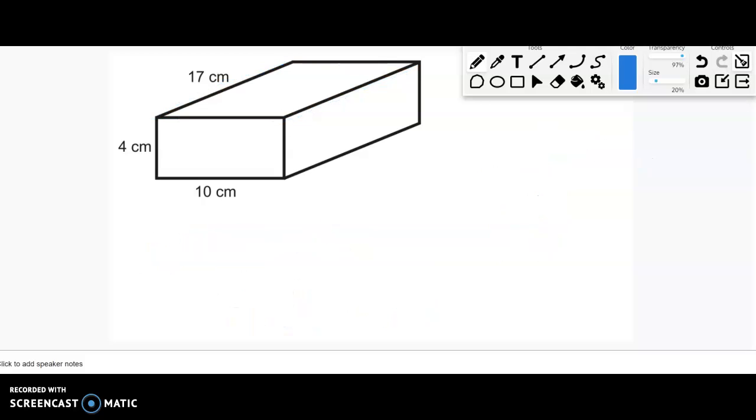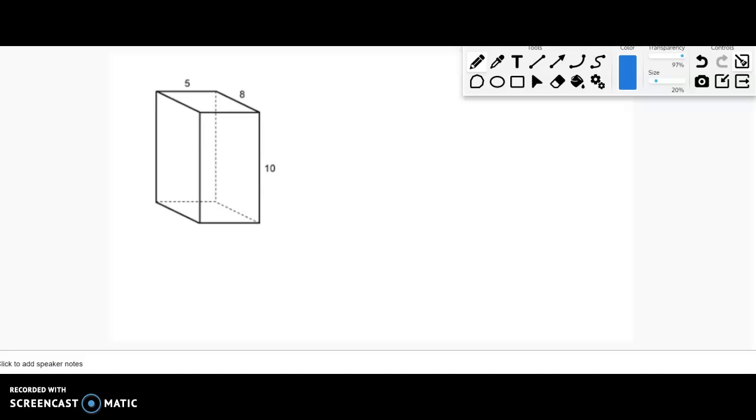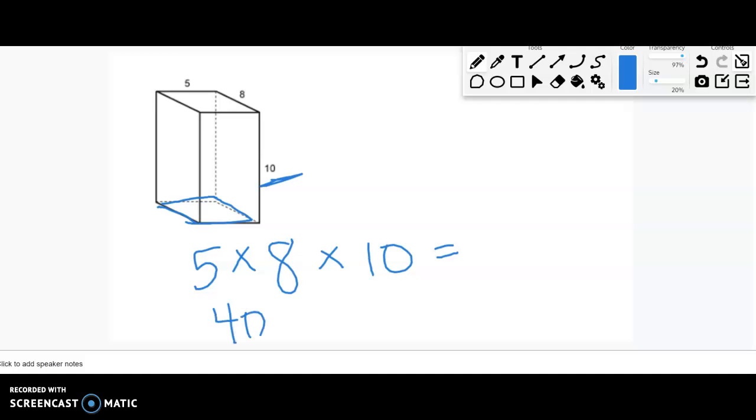All right, one more example. 5, 8, and 10. Again, order doesn't matter. If you want to do sort of the area of the base, 5 times 8. Okay, think about, I have a set of cubes, 5 cubes by 8 cubes, and then I'm doing 10 layers of that. So 5 times 8 times 10, well 5 times 8 is 40, and 40 times 10 is 400.